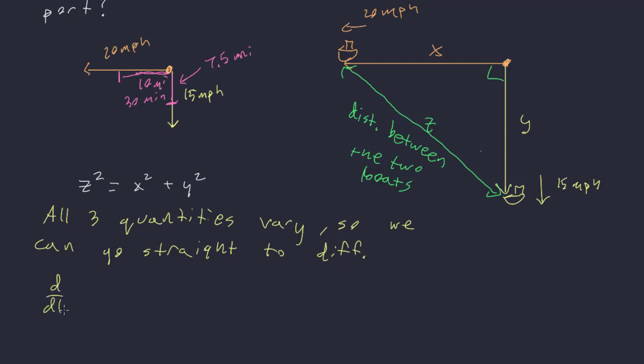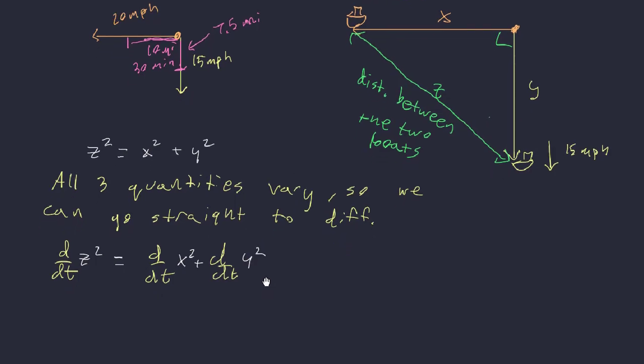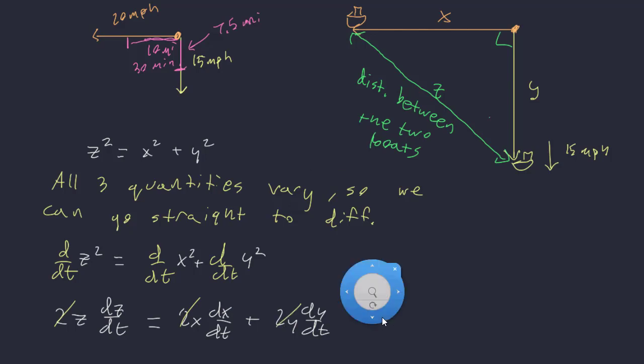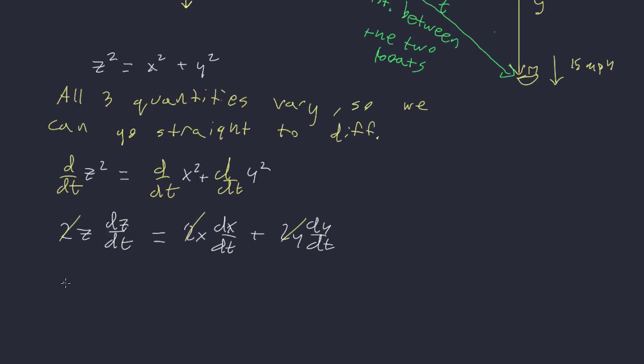Okay, so we'll differentiate everything with respect to t. So it will be the derivative with respect to t of z squared is equal to the derivative with respect to t of x squared plus the derivative with respect to t of y squared. Okay, and so we're going to get 2z dz/dt is equal to 2x dx/dt plus 2y dy/dt. All right, and I'm going to start by canceling out all the 2's because, well, that's the first thing we can do.